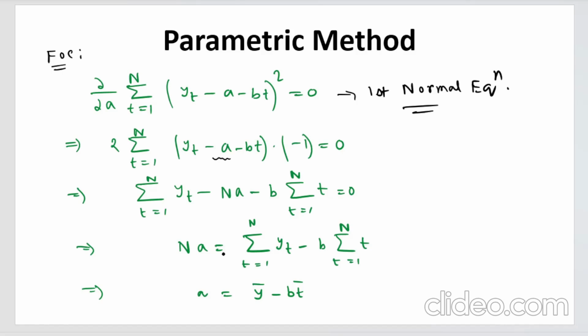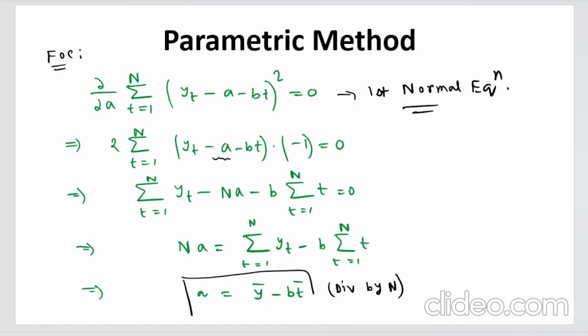And after you reach this step, you can pause the video, you can do it by yourself, you'll see how the steps go. And in this step you are dividing each side by n. So if you take divided by n on both sides, you will get this.